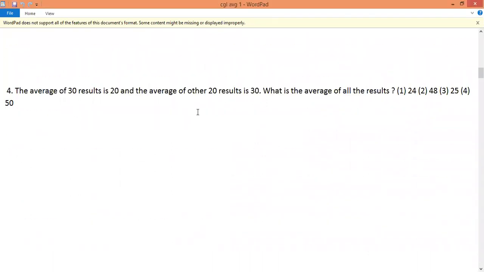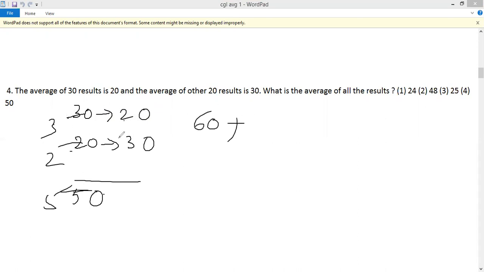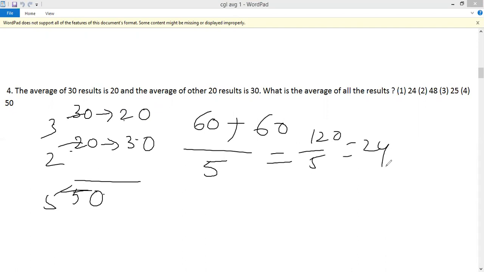Next, the average of 30 results is what? 20. The average of 20 results is what? 30. What is the total average? Total students is 50. So 3, 2, 5. 3 into 20, 60. 2 into 30, 60. By how many? 5. So 120 by 5 equals 24. Okay, this is the answer.